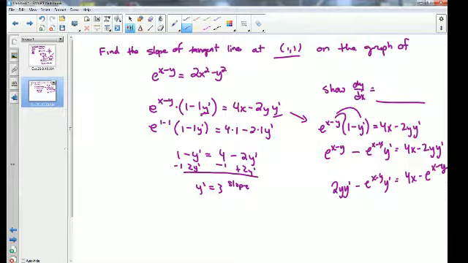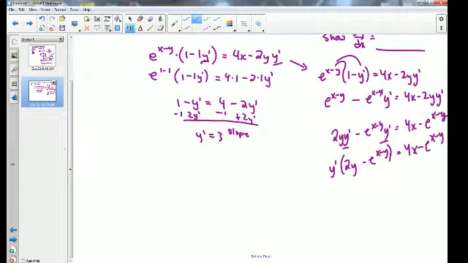Do you understand what I did there? Yeah. Okay, now can I factor a y prime out? Yes. So y prime factor, what's left? 2y minus e to the x minus y? Yeah. And now I can divide by this, right? So I'm going to write that in red just so you see it, because this is where a lot of people get screwed up. Right, so those will cancel now. And all I'm left with is y prime equals that.